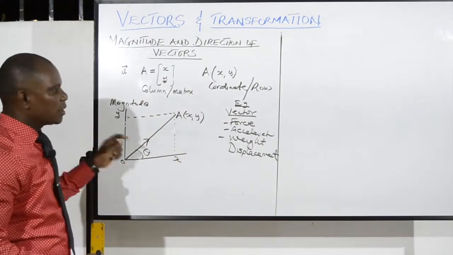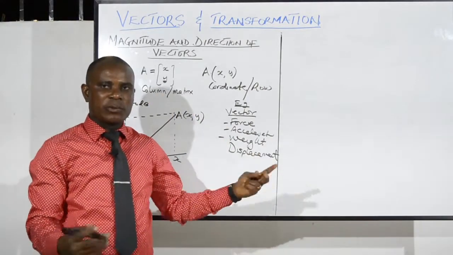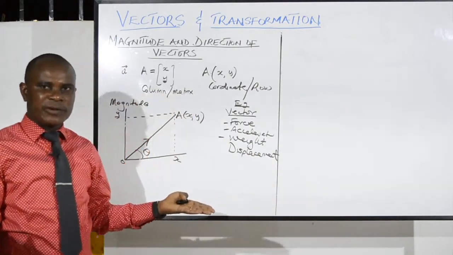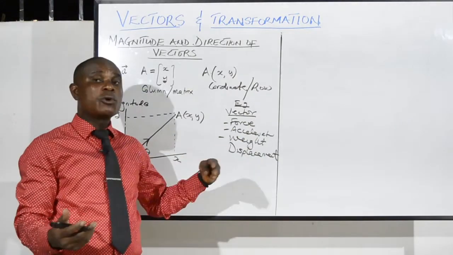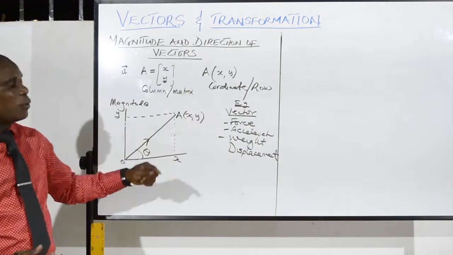So all of these are physical quantities that are specified by both magnitude and direction. What's the magnitude? It's the size of that vector that is referred to as the magnitude, or also the length of the vector. And what's the direction? The direction is the way it is orientated.